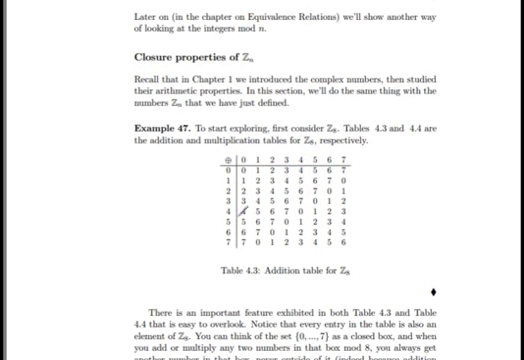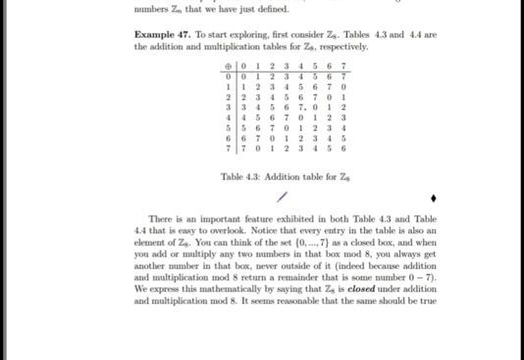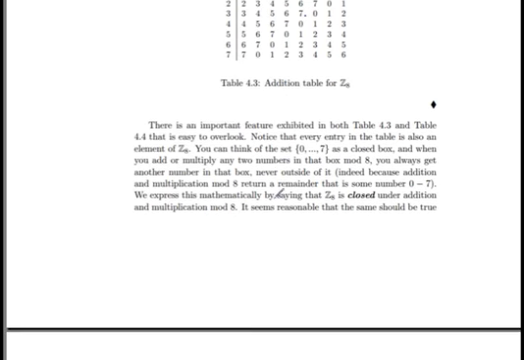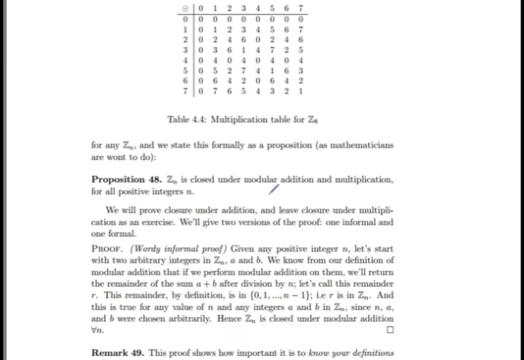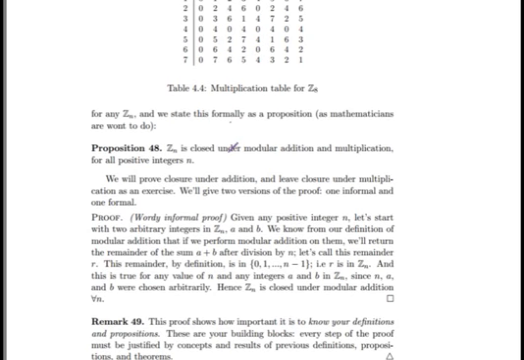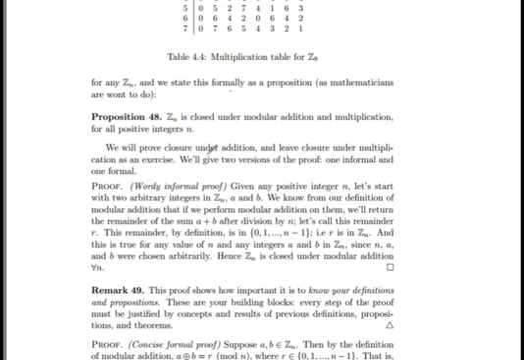Now, you may say that's clear for this case. It's clear for Z5. Is it true in general? Is it true in general for Zn? That's something that needs to be proven. The same thing is true for multiplication, and you actually have to prove this closure property.